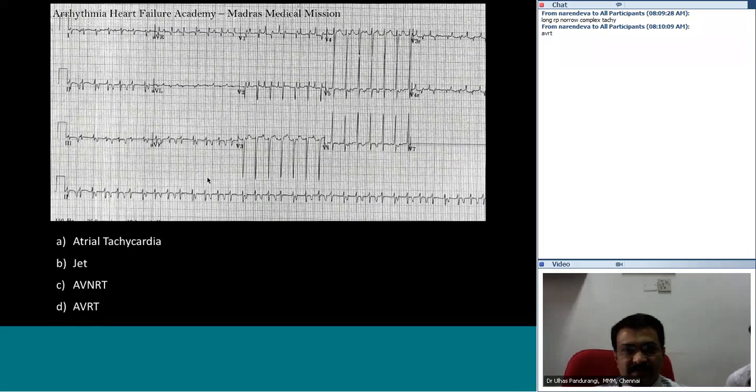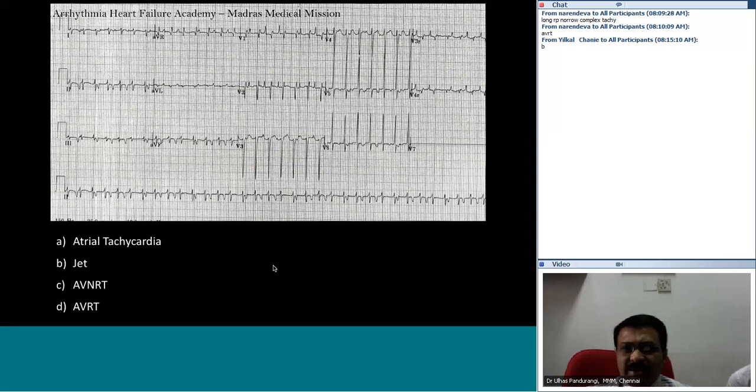Is it atrial tachycardia? Is it a junctional ectopic tachycardia? Is it an AVNRT or is it AVRT? So I would ask some of the participants to respond. Yilkal Chani says it is B. Perfect. The answer is JET.